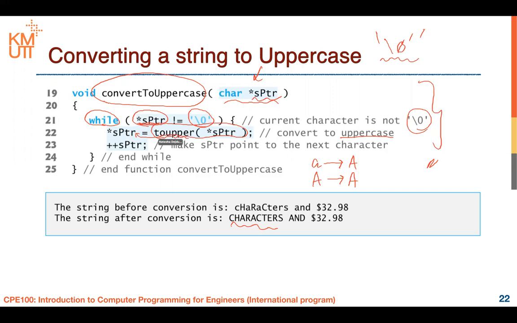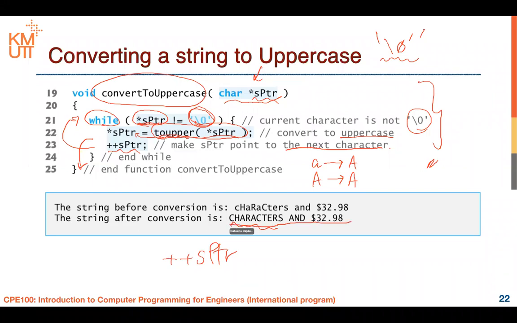And then you can see ++sPtr. What does this mean? This means the pointer will move to the next character. Just remember like this: ++sPtr means you move to the next character, then you go back to the while loop and check whether it is backslash zero or not. If it's not, convert the character into uppercase. Once you reach backslash zero, it will stop, go out of the while loop to the end of this function, and go back to the main function, and then you get the resulting string.